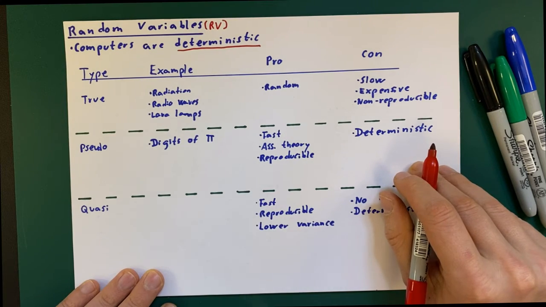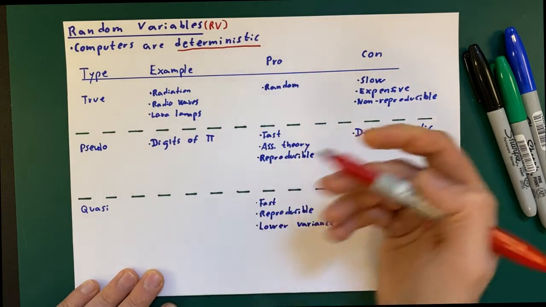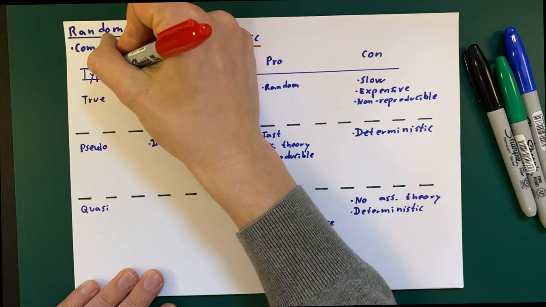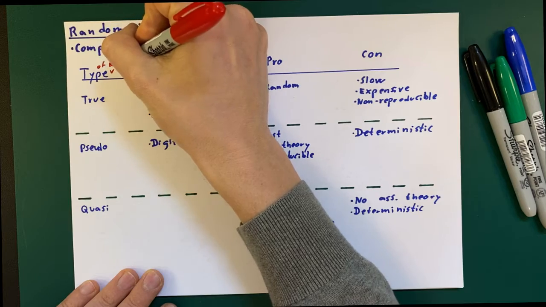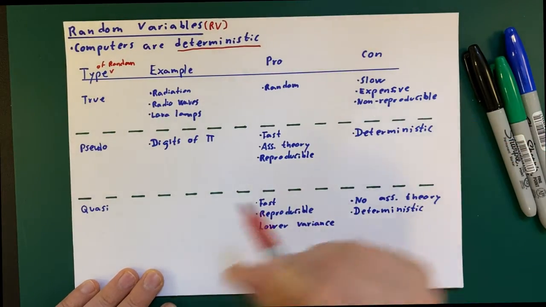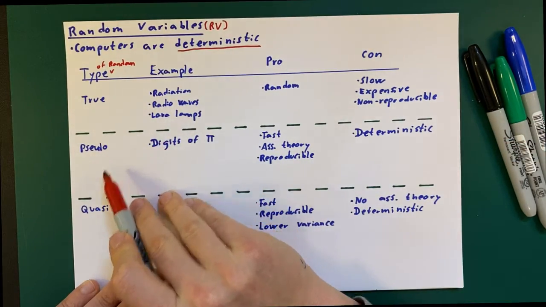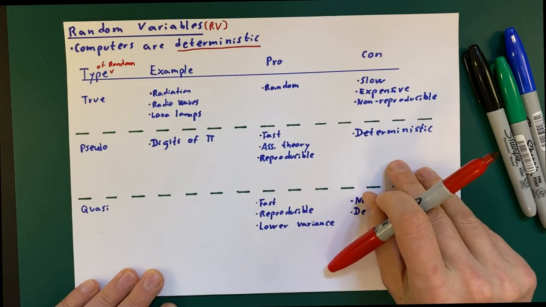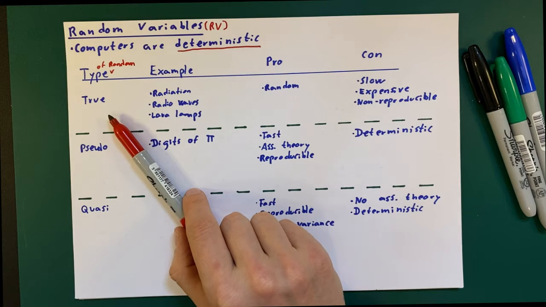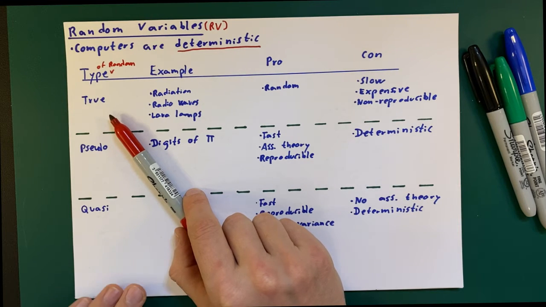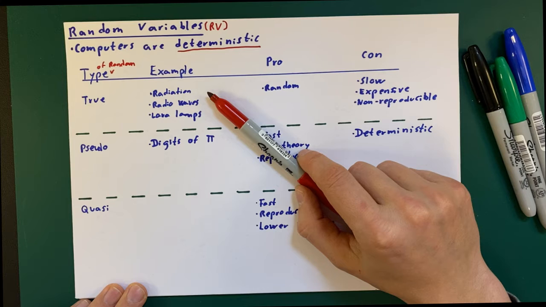So instead we're going to talk about three types of randomness. We could say of random, and those are true randomness, pseudo, and quasi-randomness, right? So if we look at the first one, that's true randomness, and, well, it is what it says, right? It's something which is truly random.